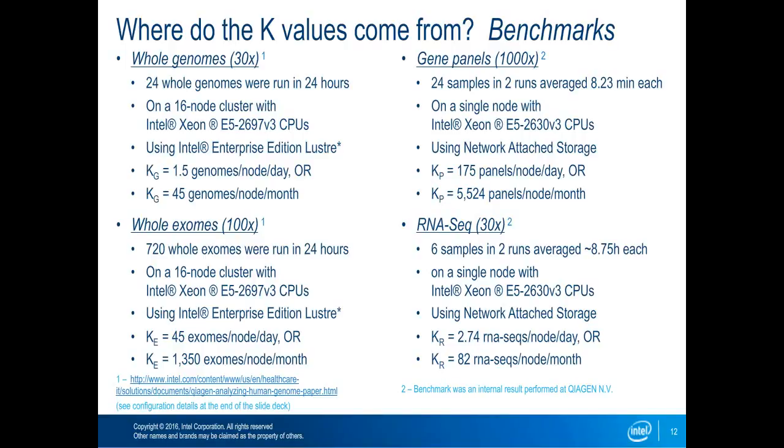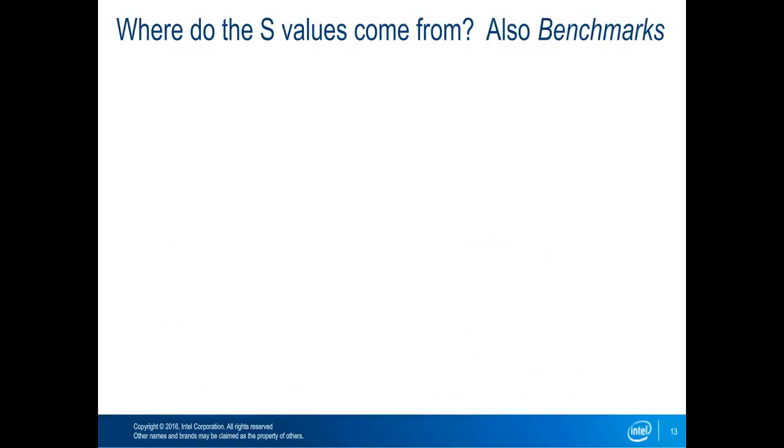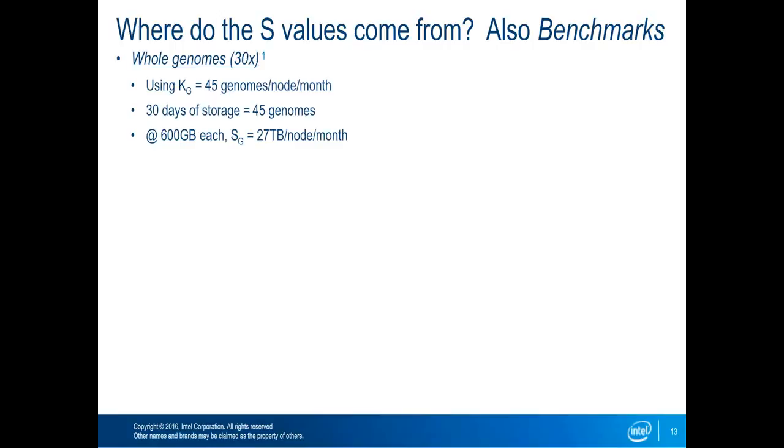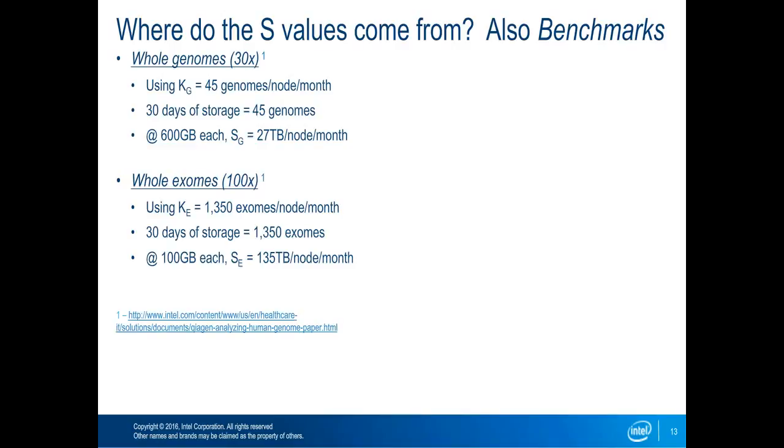So the next slide shows some of the storage numbers, also from some benchmarks. Basically, if you use the numbers that I showed on the slide, like 600 gigs as the max, say, for a 30x genome, for a FASTQ and all the other files, you end up with about 27 terabytes per node per month. And you just keep repeating this.